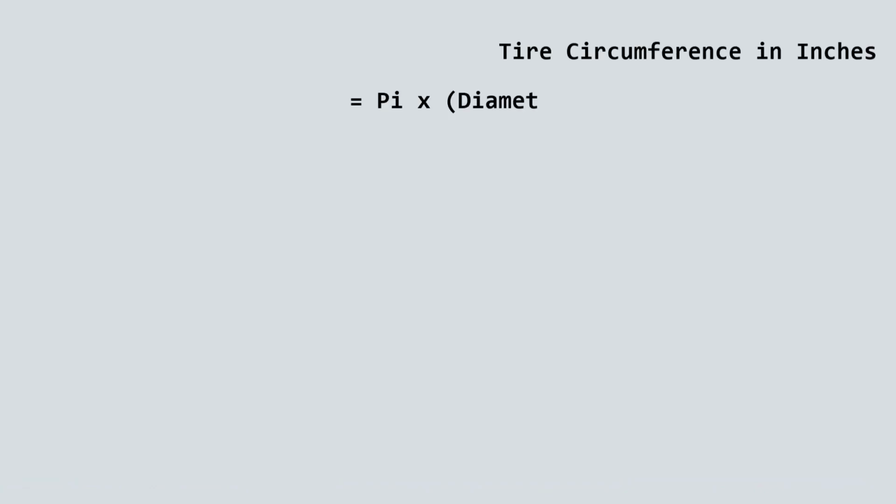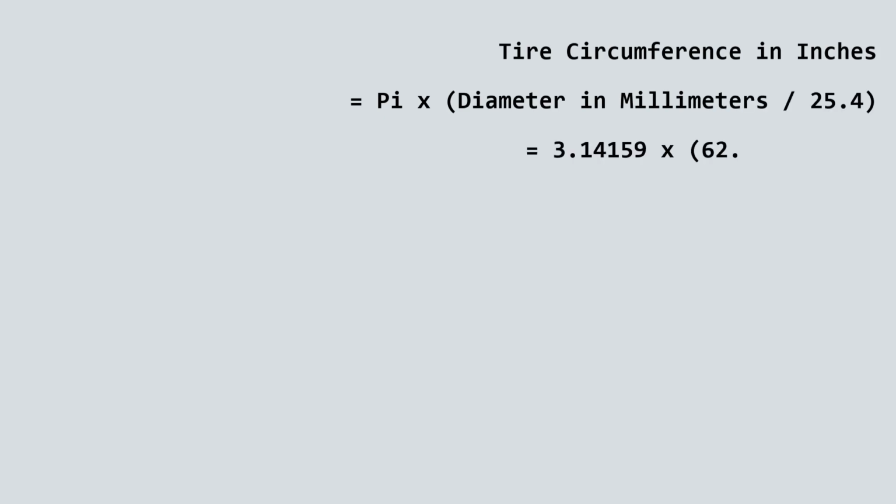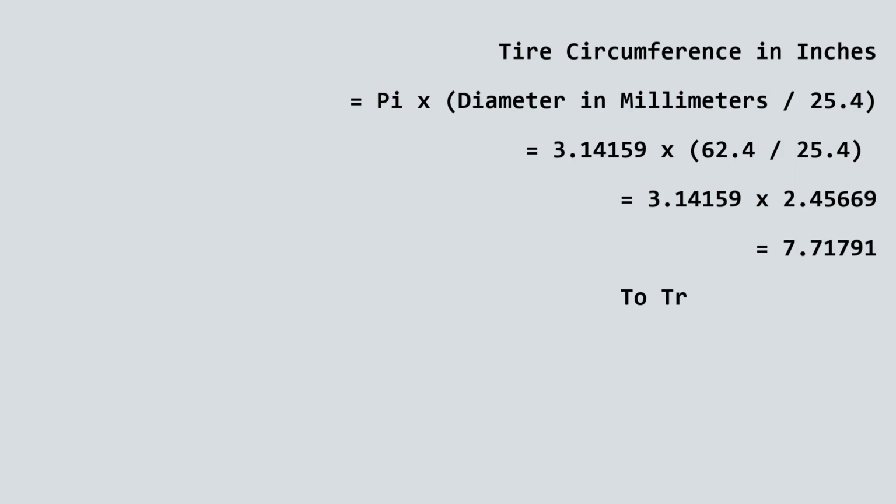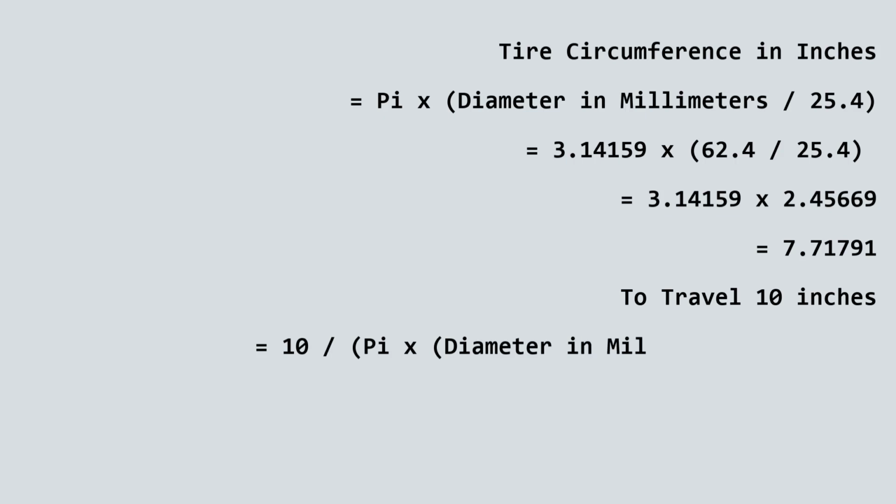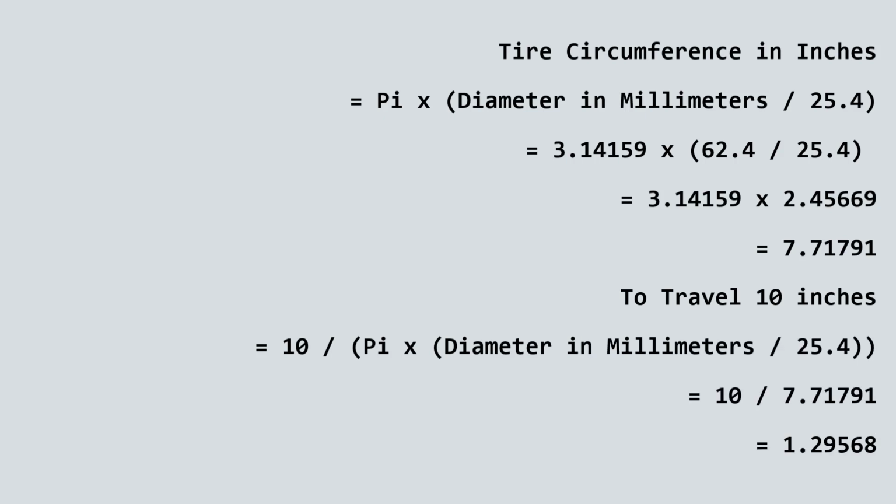To get the circumference in inches, we divide the diameter in millimeters by 25.4 and multiply by pi. So, circumference in inches equals pi times diameter divided by 25.4, which equals 3.14159 times diameter divided by 25.4. If we want the robot to travel 10 inches, how do we calculate the number of rotations a tire has to make? That is 10 inches divided by tire circumference in inches.